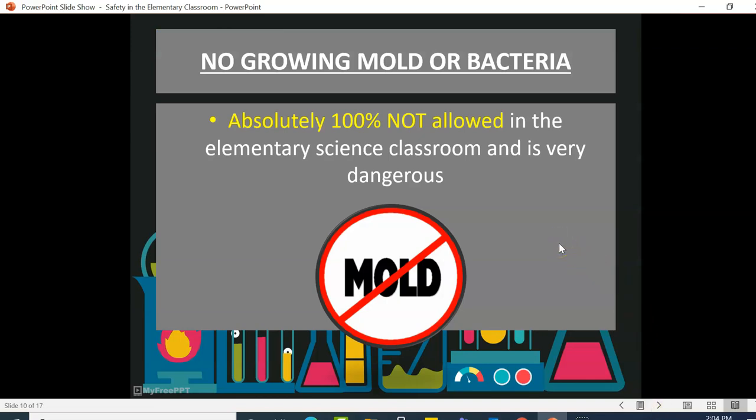Thinking about growing mold or bacteria in your classroom, think again. Absolutely 100% not allowed in the elementary science classroom, and it's very hazardous and dangerous. Growing mold or bacteria can threaten the health and safety of all the students and the teachers in the surrounding area of the classroom. Just don't do it.